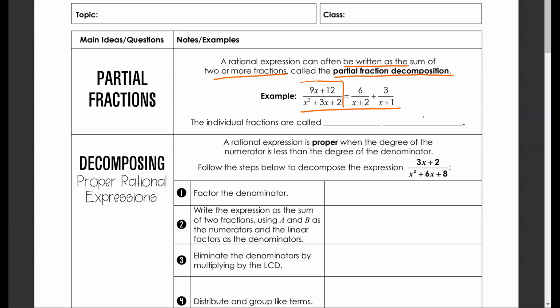So notice we started off with this rational expression here, and we've broken it up into 6 over x plus 2 and 3 over x plus 1. So we basically did exactly what we did in class. We rewrote it, we broke it up. And so the individual fractions on this side are called partial fractions.